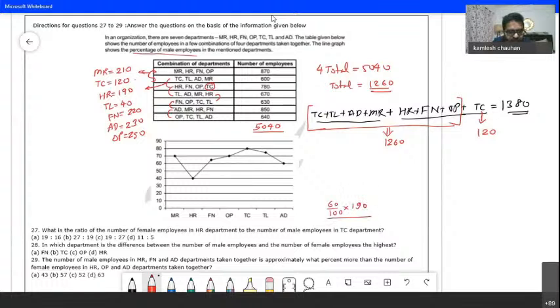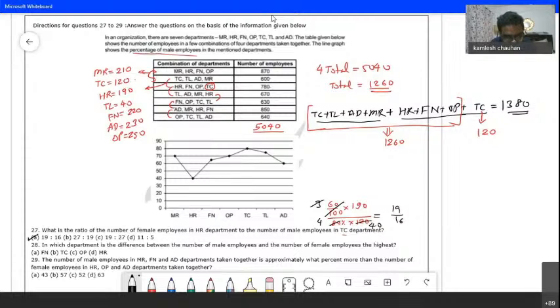How many? 120 total employees are there. Males will be 80 percentage, so 80 percentage of 120. So this whole thing can be written as 3 by 4. Okay, and if we calculate, we'll get 19 is to 16. So the answer is option A, 19 is to 16. Everyone clear?